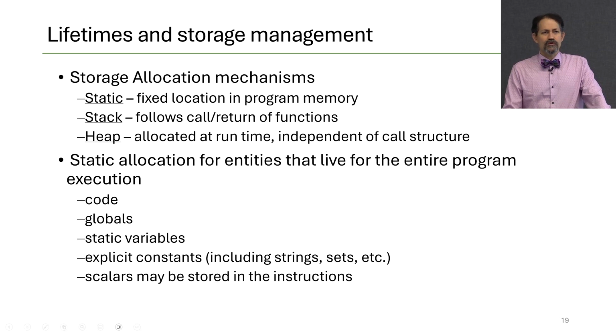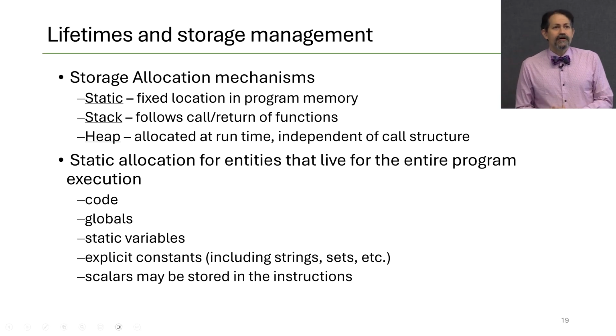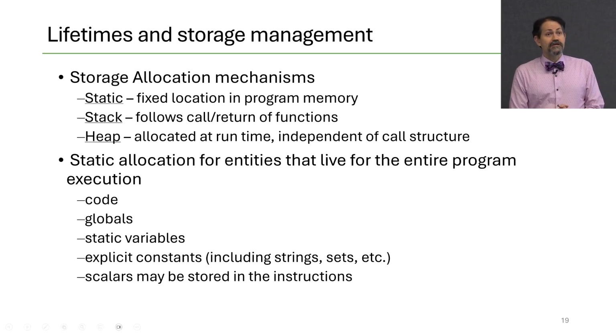We have three primary storage allocation mechanisms used in programs. Static allocation allocates an object to a fixed location in program memory. This is good for objects that live for the entire length of the program. Stack allocation follows the call and return of the functions and is good for objects that live just as long as the function does. Whereas a heap allocation is allocated at runtime in a way that's independent of the call structure of the program.